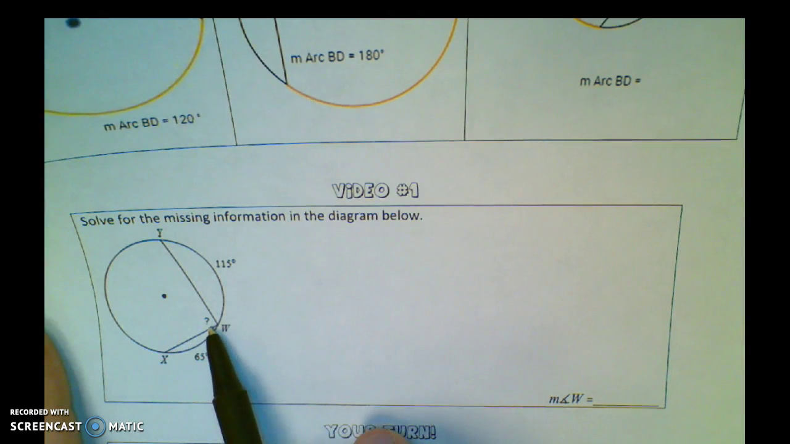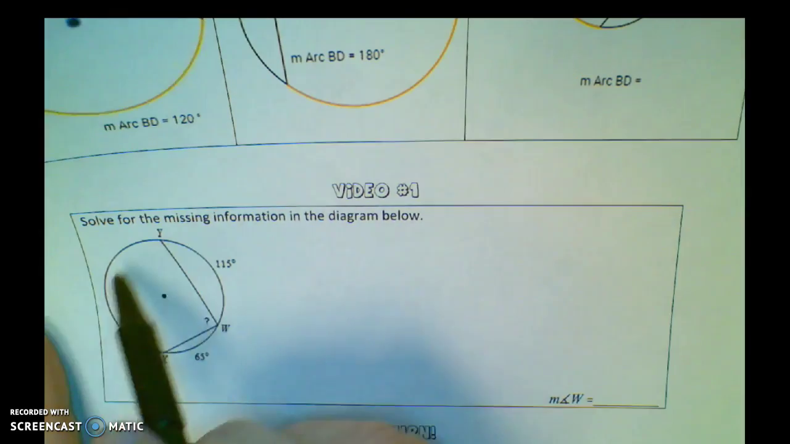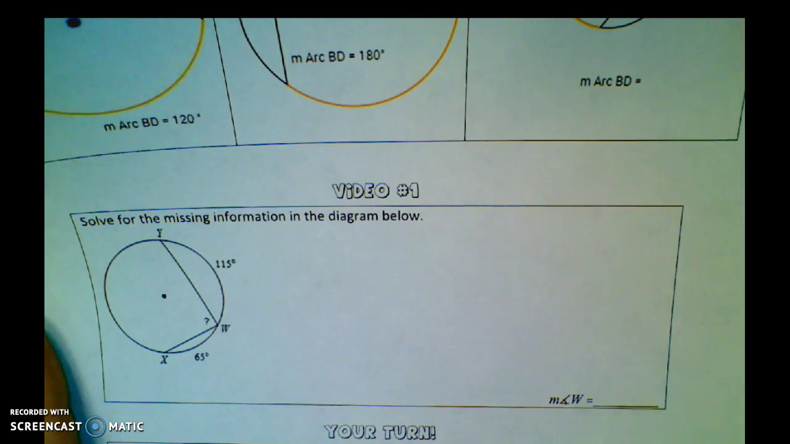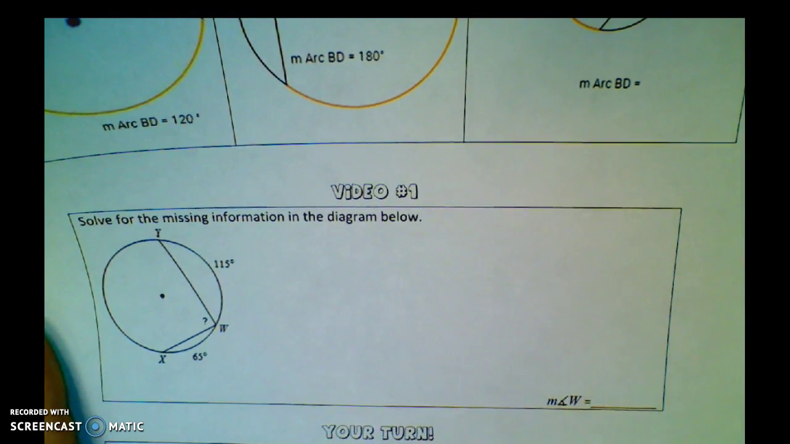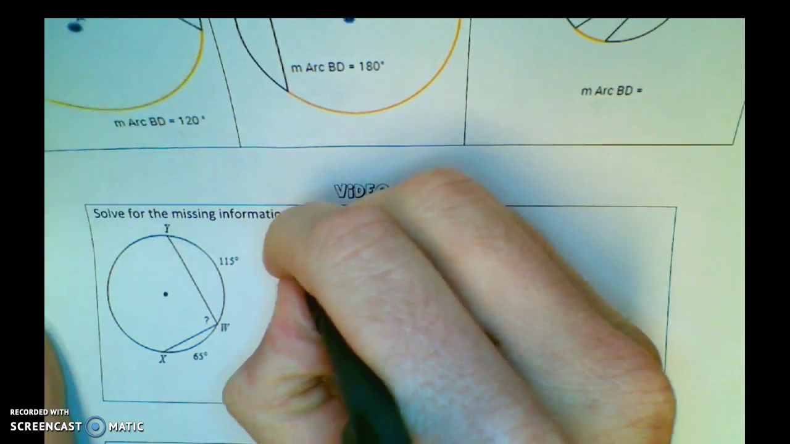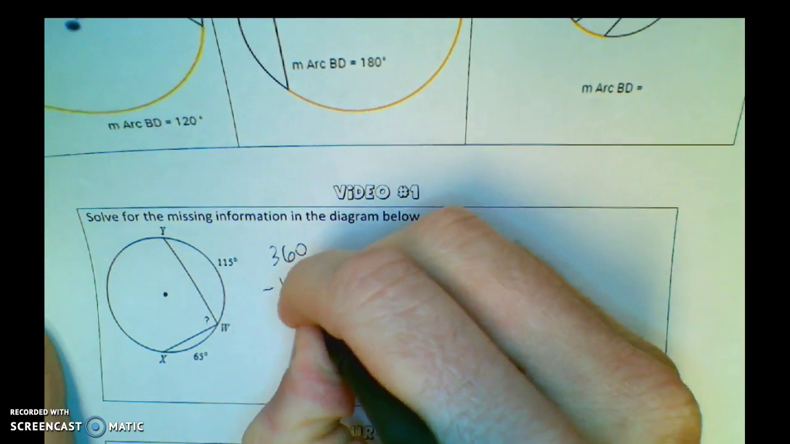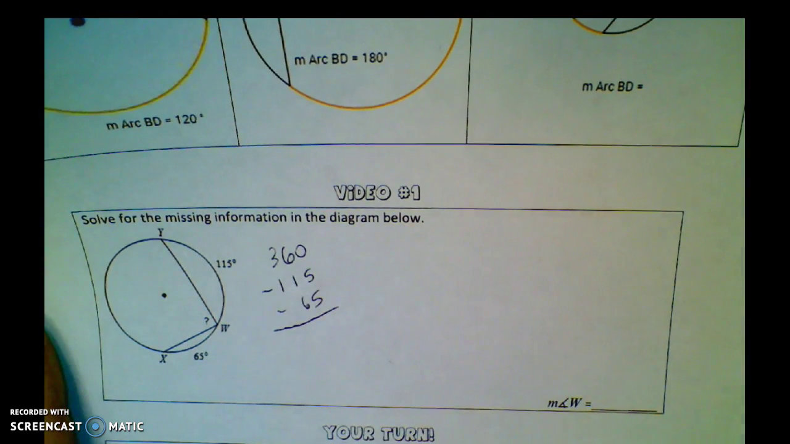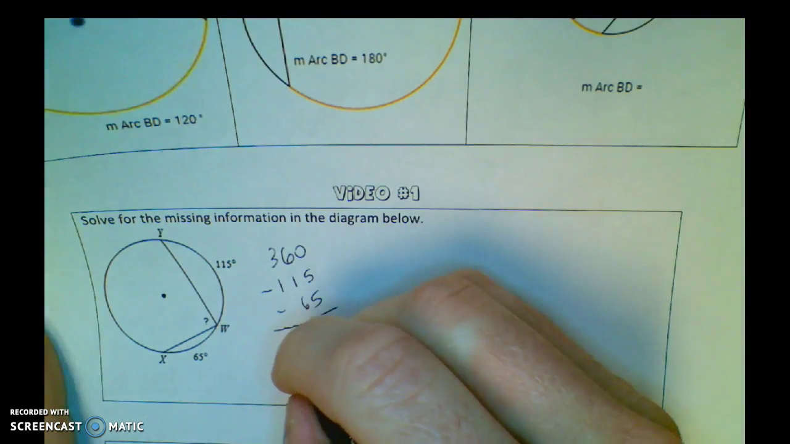So if you're not given the angle, you need to find this arc length. That's actually pretty easy to find because we know that a circle measures 360 degrees. So all I have to do is subtract those two values from the arc, and I can find the value of my arc from x to y. So if I do 360 minus 115 and then minus 65, subtracting both values, I get 180.